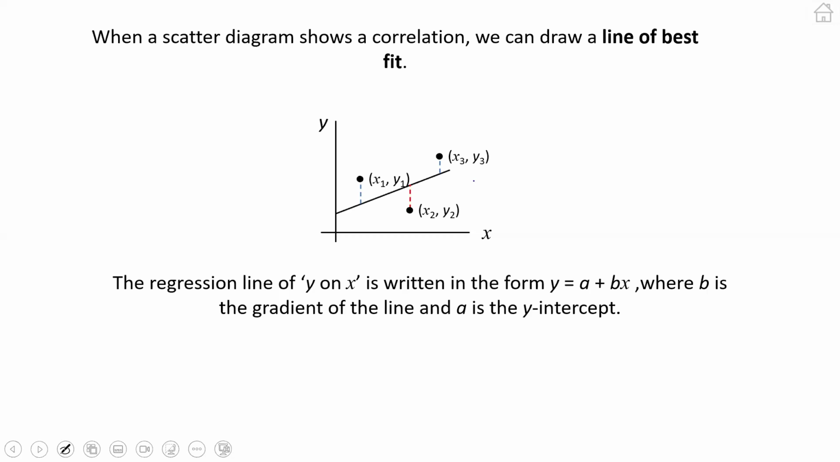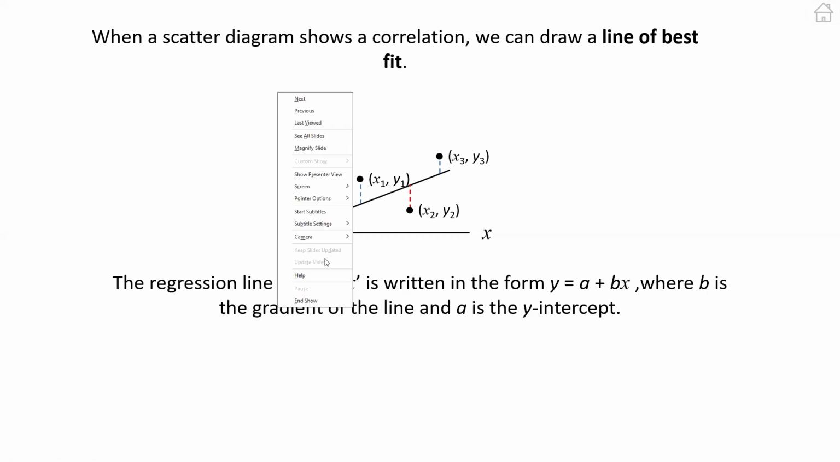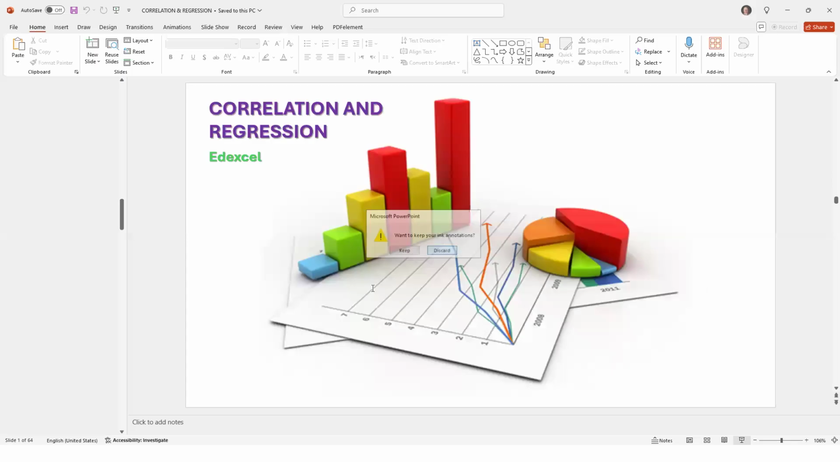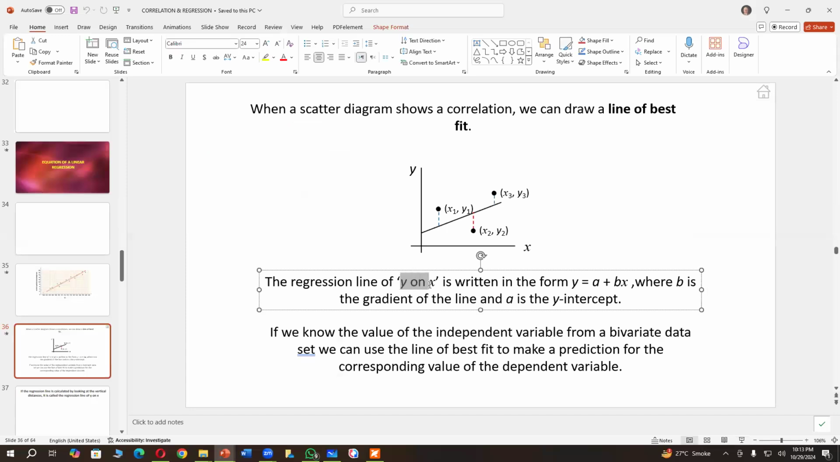Remember, b is the gradient and what is a? a is the y-intercept. Originally it is y is equal to mx plus c. Yes, it is basically a form coming from there.